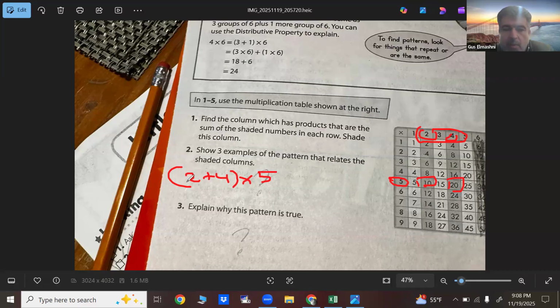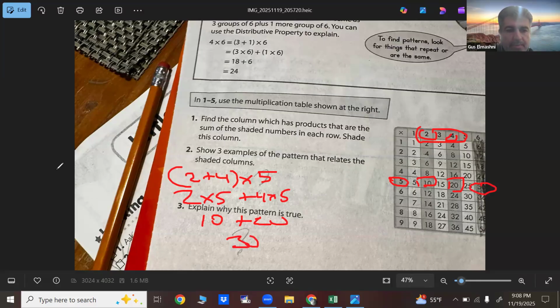So you have like this 2 and the 4, they're like inside a house. The 5 comes in and says hello to both the 2 and the 4. So the 2 greets the 5, and the 4 also greets the 5. What's 2 times 5? 10. What's 4 times 5? 20. 10 plus 20 is 30. And you see 30 in that shaded column.